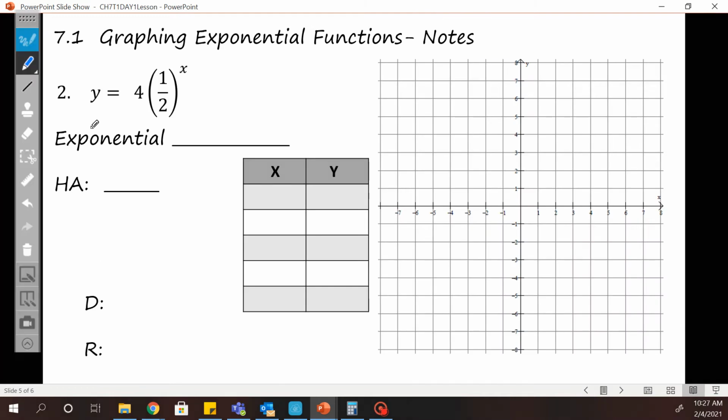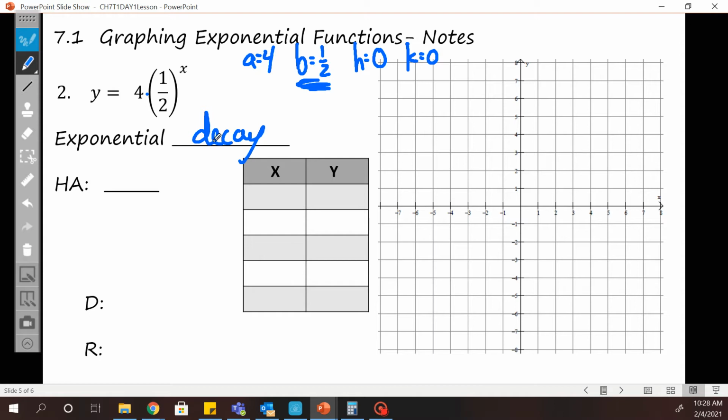All right, next we have y equals 4 times 1/2 to the x power. So our a is 4, our b is 1/2, our h, there's nothing up here with the x, so that's 0, and there's nothing over here, so the k is also 0. So this is going to be exponential decay. We know it's decay because the b value is between 0 and 1, it's 1/2.